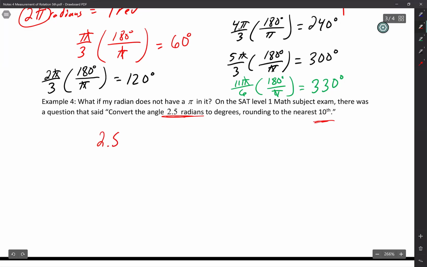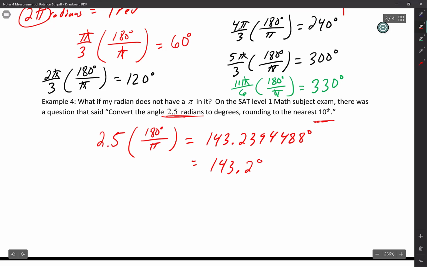So you take your 2.5, that's a radian, and I'm going to multiply this by 180 degrees over pi. And now the pi's not going to cancel, you're going to be forced to multiply, right? So 2.5 times 180 divided by pi. I have my little calculator here on the side, guys, so you can't see it, but I get 143.2394488 degrees. They want it to the nearest tenth, so 143.2 degrees.